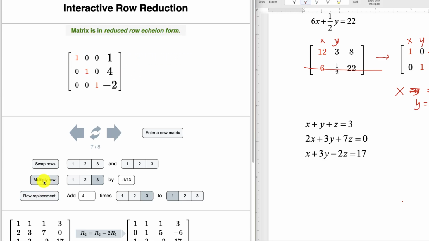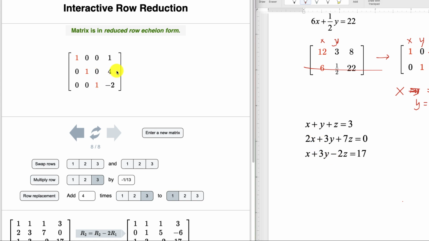And there we go. The reduced row echelon form. X is 1, Y is 4, Z is negative 2. And those are the solutions to all 3 of these equations. That's where each of these planes in three dimensions cross.